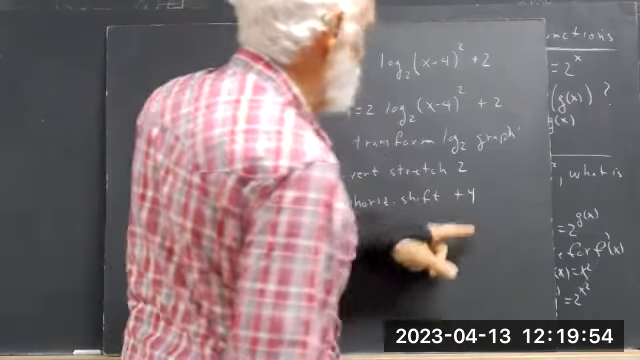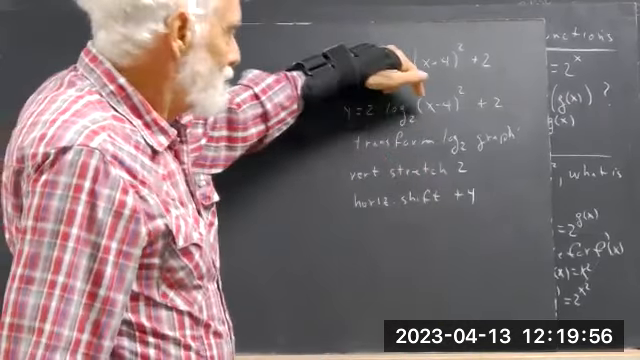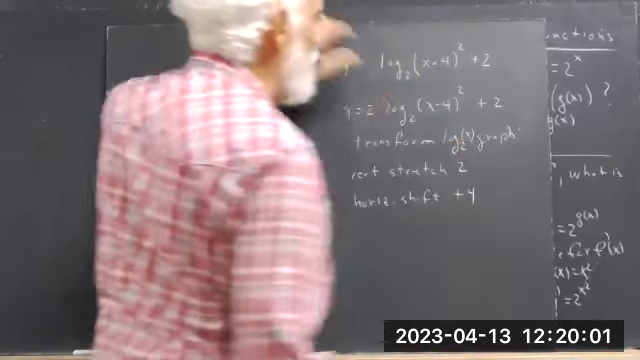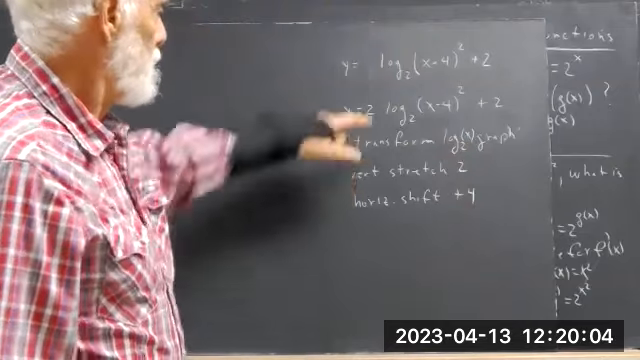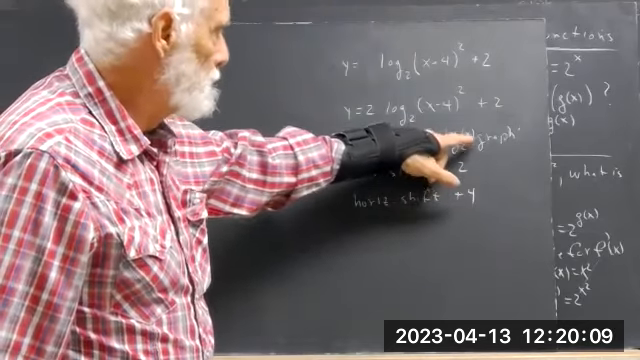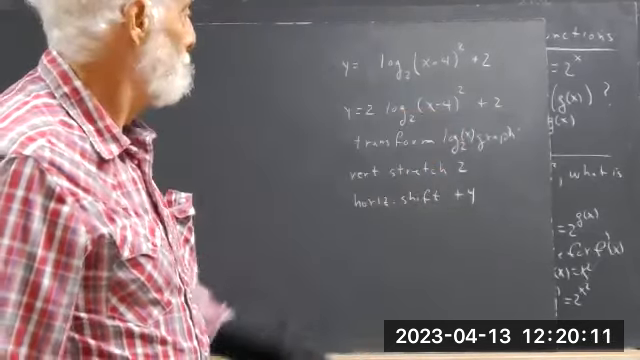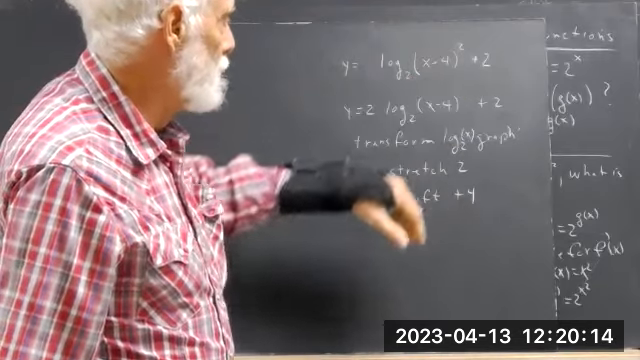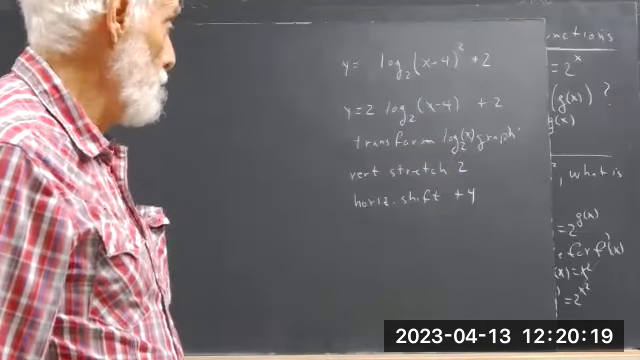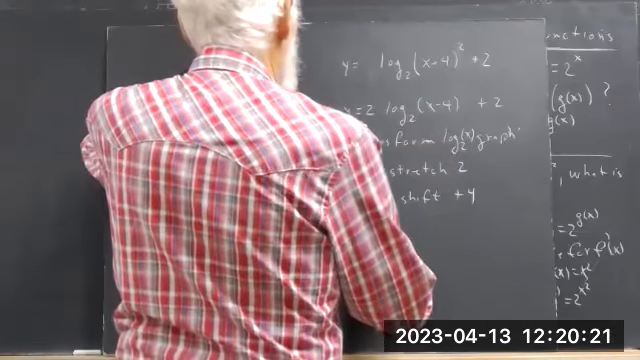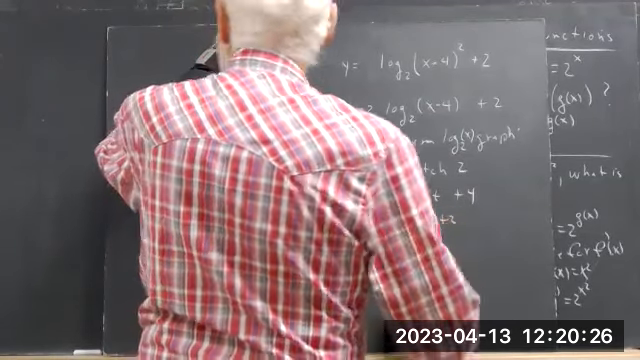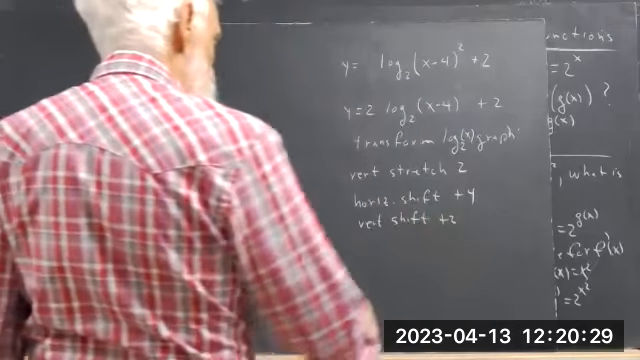You have a horizontal shift of +4 because the log base 2 of x function has first been doubled. You got the 2 out in front, that gives us a vertical stretch of 2. And then x has been replaced by x minus 4. Okay. X has been replaced by x minus 4. Then a vertical shift of +2. What's that look like?